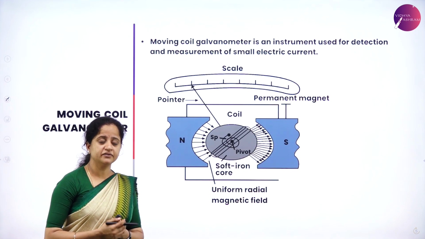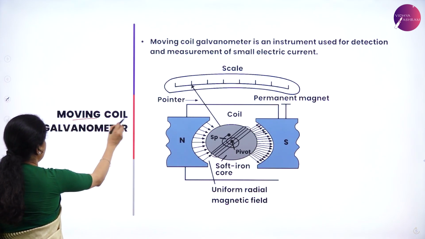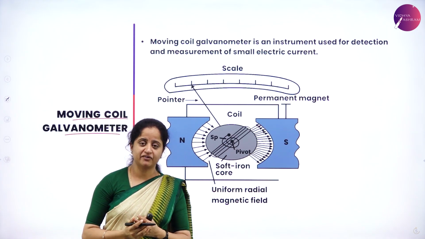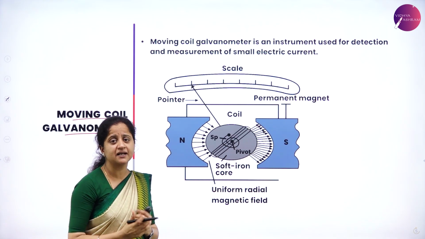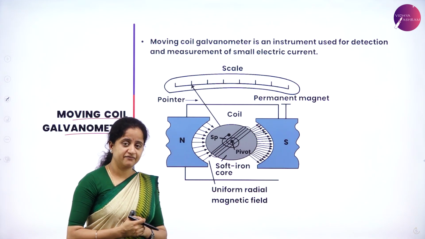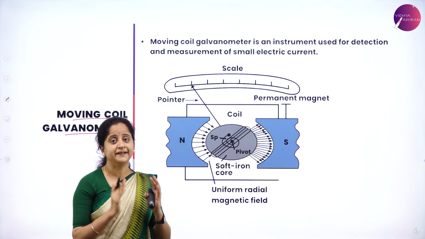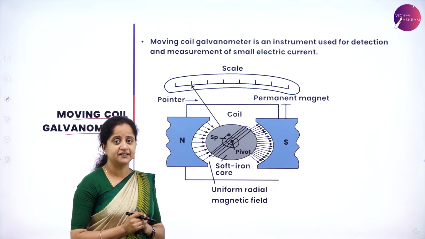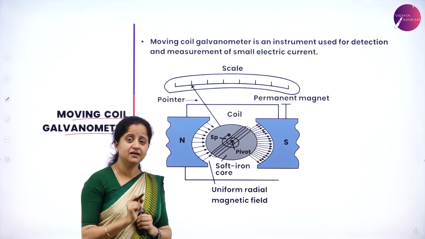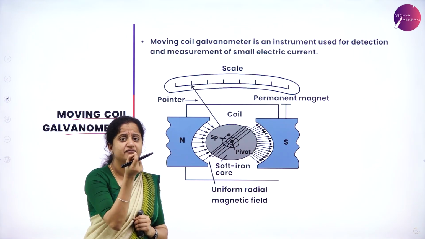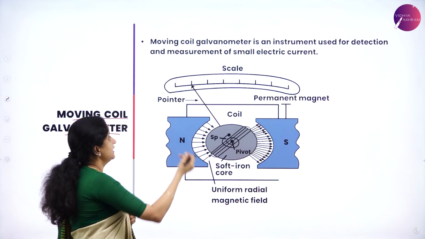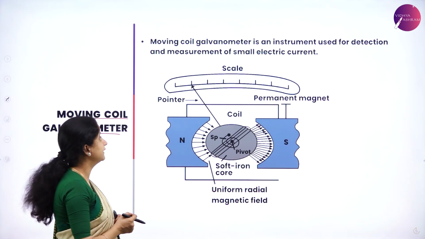Now let us study the next topic, that is a moving coil galvanometer. Before going to understand the mechanism and the working of the galvanometer, let us understand what a galvanometer is. What is this device used for? Galvanometer is a device which is generally used to detect the amount of current in any circuit. So it is a current sensitive instrument so that it can even detect a very small amount of current flowing in a circuit, which means it can even detect a small amount of electric current.